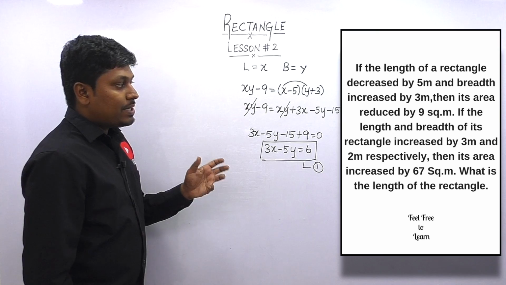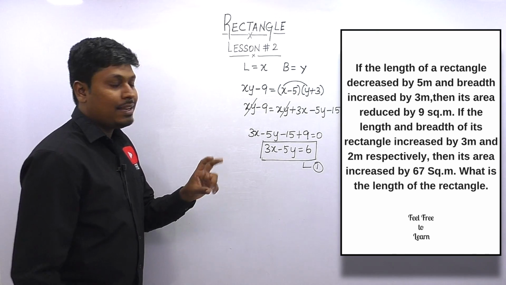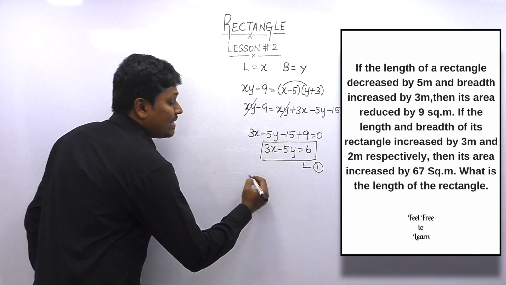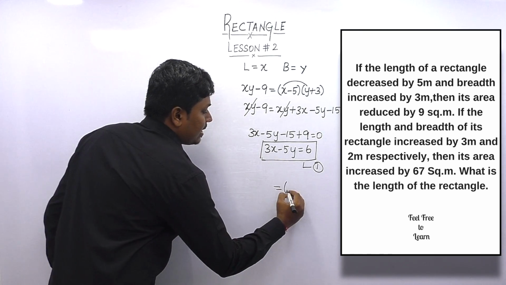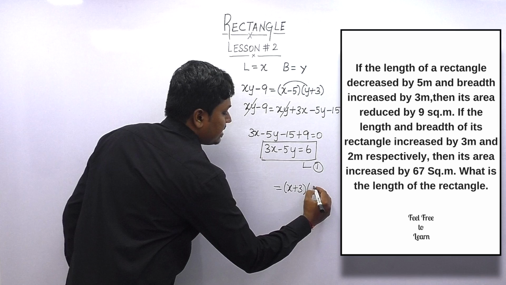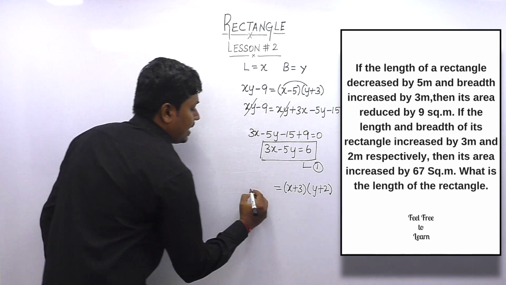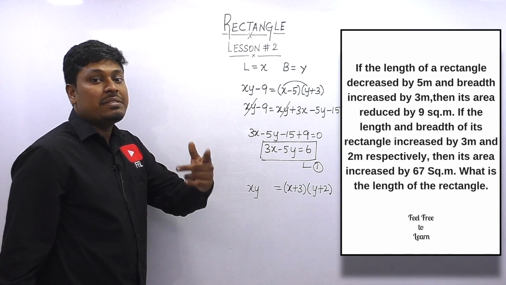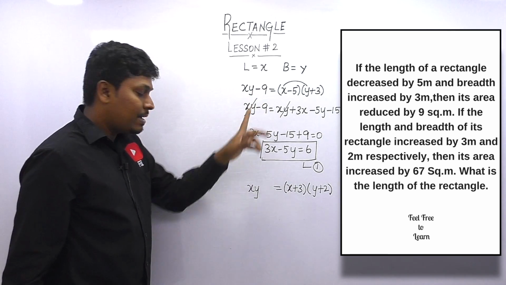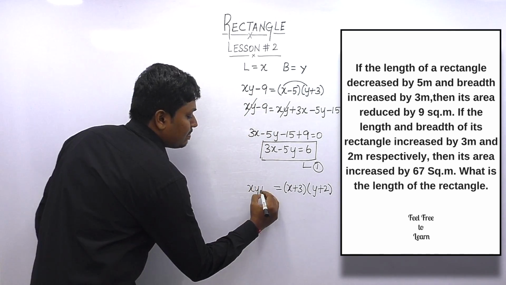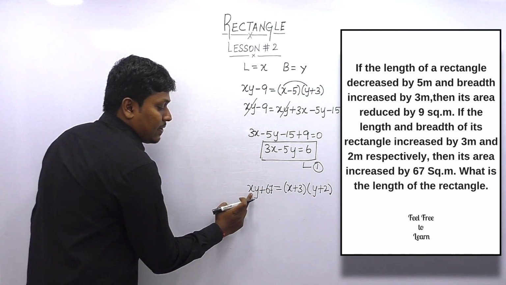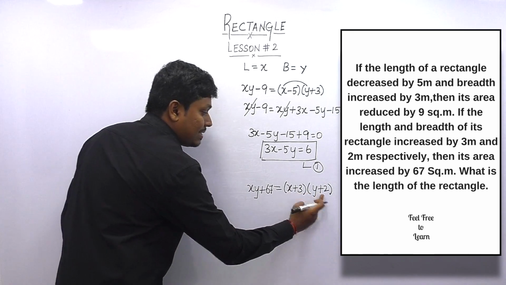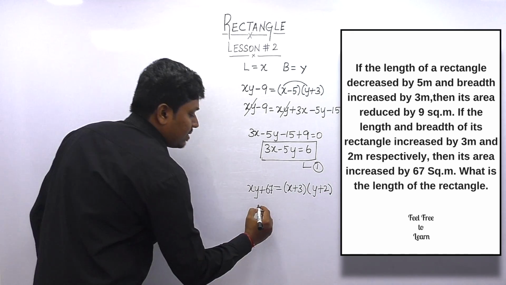And the second data they are saying is that the length and breadth of the rectangle are increased by 3 meter and 2 meter, right? So length is increased by 3 and the breadth is increased by 2. But the area of the rectangle, that is x and y, is increased by 67. Here it was reduced by 9, but here it is increased by 67. So plus 67. So the area of the rectangle is increased by 67 if there is an increase in length and also in breadth. So again we need to frame an equation.